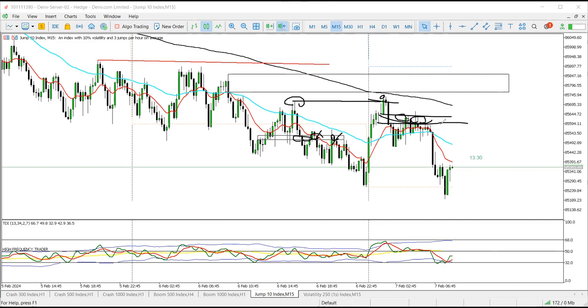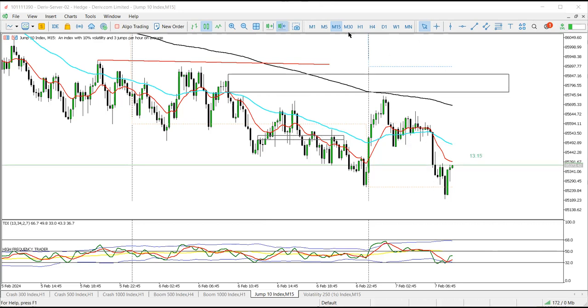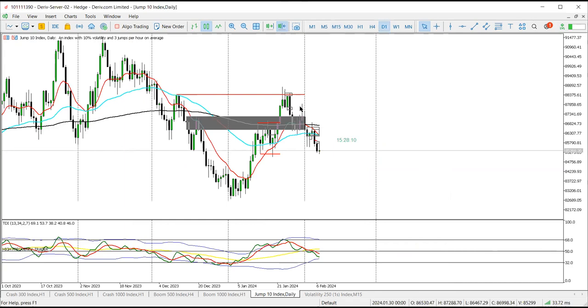Price retraced and gave us a nice pin bar there. Confirmed the sell, dropped. So the initial sell of the day, I feel like we've already missed it. So let me just check the daily to see what our bias is.